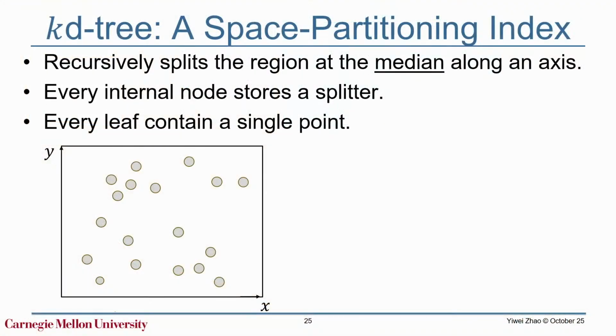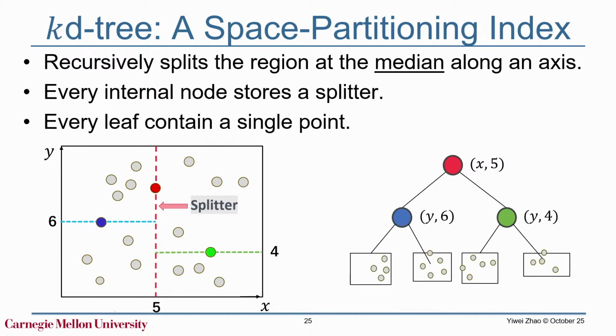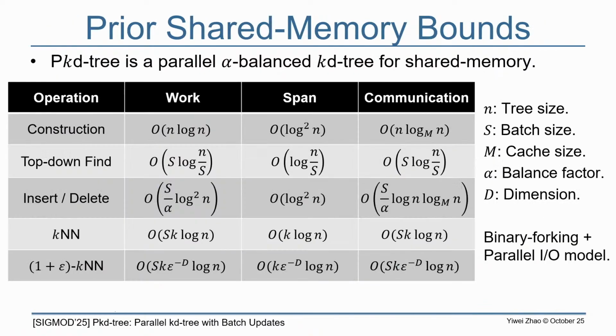KD trees are textbook space partitioning indexes that recursively split an area of multi-dimensional nodes into a tree structure. Each internal node stores a splitter. For instance, if we want to split the entire space, we find the median and use it as a splitter over this square. The internal node records the splitter and how you split this node, and you do it recursively. You split these hypercubes into smaller hypercubes recursively, and recurse towards the leaf nodes where only one node is stored in each leaf.